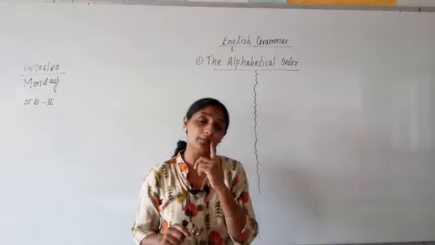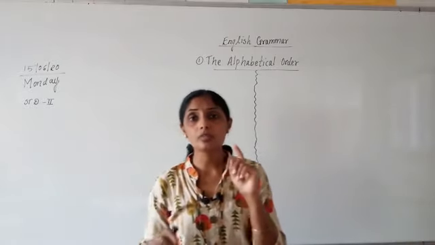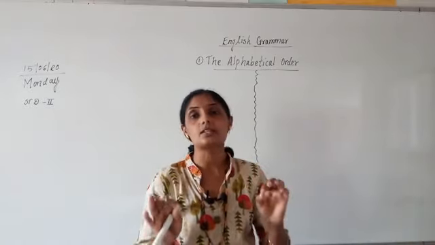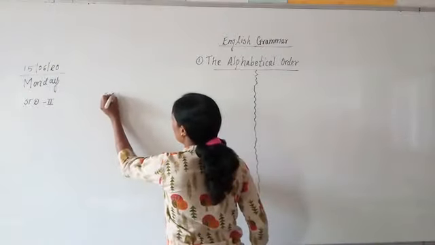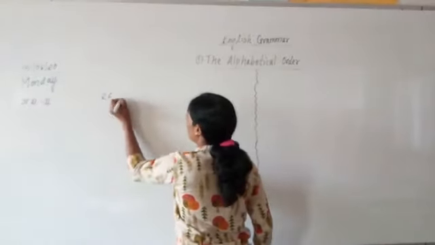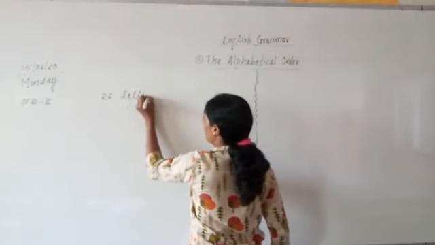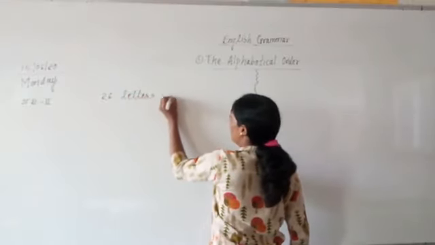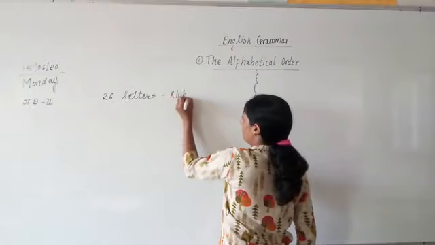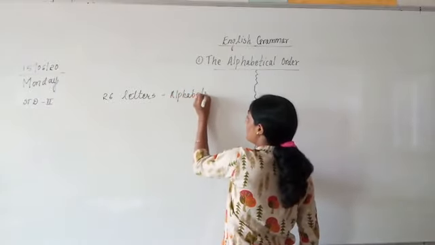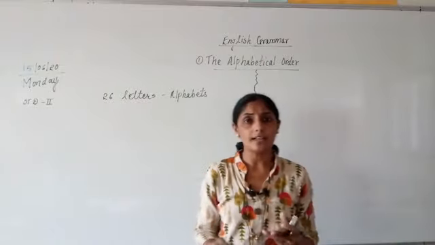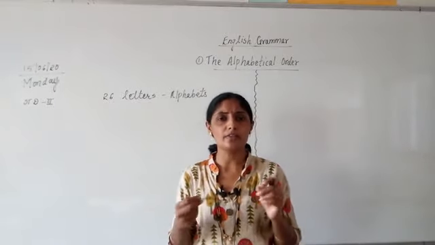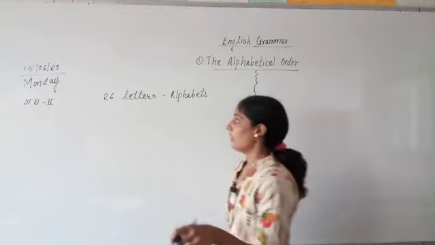Now how many alphabets are there? There are a total of 26 letters in the alphabet. And in these 26 letters, is any letter written anywhere? Can we write any letter anywhere? No. How do we write?